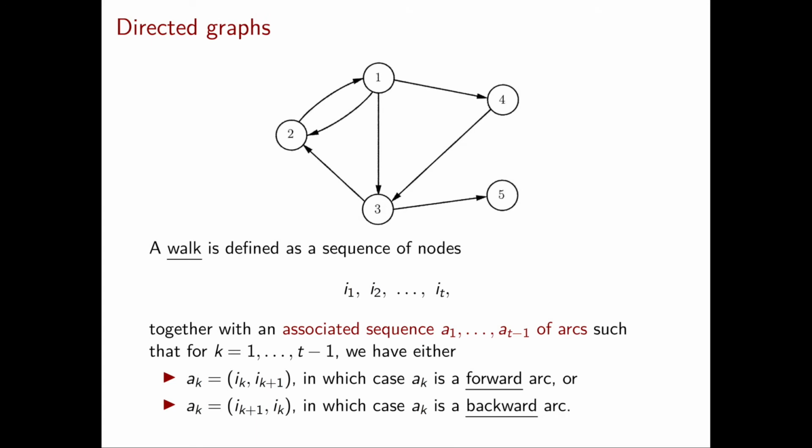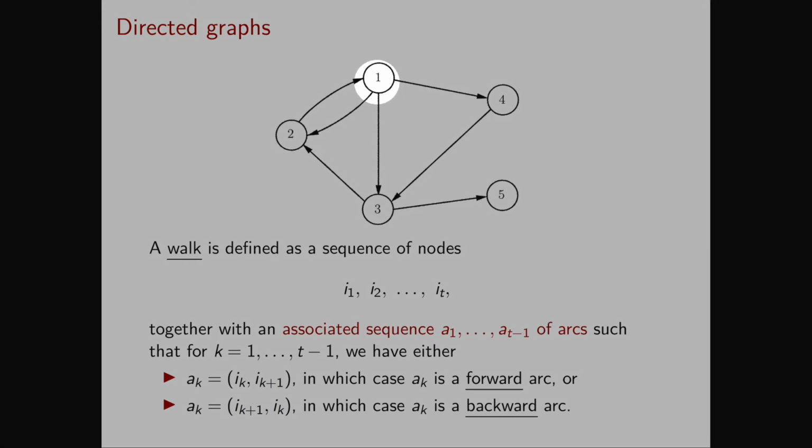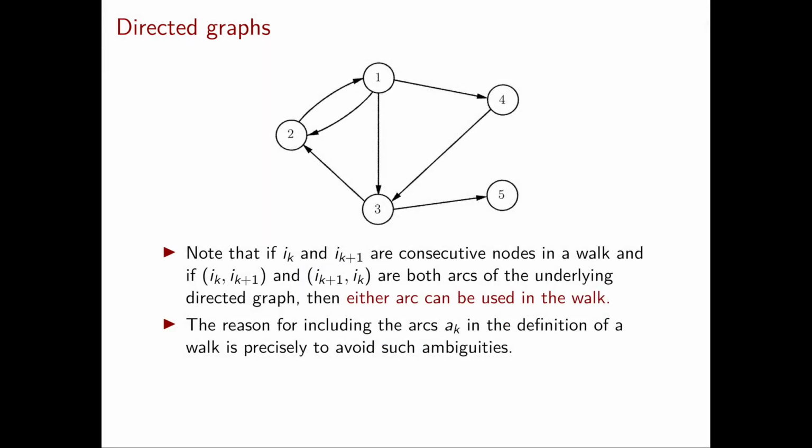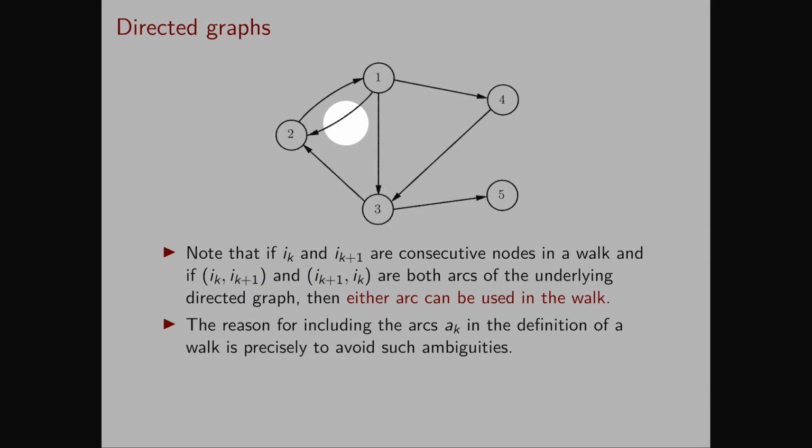This example should also clarify why the definition of walk for directed graphs is more complicated than the one for undirected graphs. The main difference is that here we have the associated sequence of arcs, which we didn't have for undirected graphs. This sequence of arcs is clearly needed, because in our example, if we only give the sequence of nodes 1, 2, 3, it's unclear how we go from 1 to 2. We could either go by traversing forward the arc (1, 2), or we could go by traversing backward the arc (2, 1).